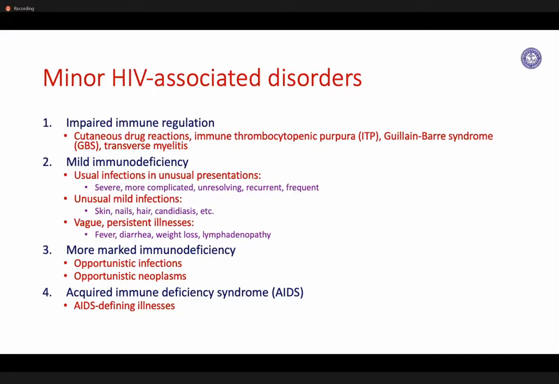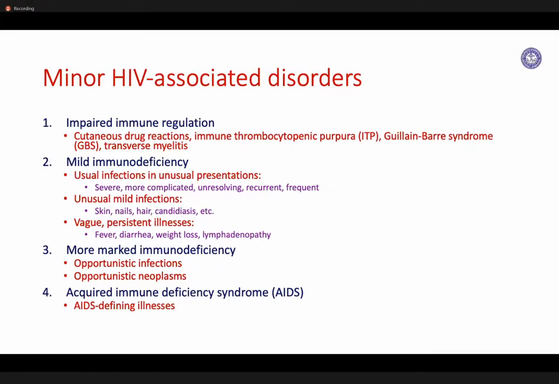In the second stage they start getting mild immunodeficiency, so that manifests as usual infections in unusual presentations, such as more severe or more complicated or more unresolving or recurrent or frequent infections, but the infection itself is a very common or usual infection. Or sometimes you can get unusual mild infections like infection of skin, nails, hair, and so on, which are mild but unusual. Or you can get vague persistent illnesses like fever, diarrhea, weight loss, and lymphadenopathy.